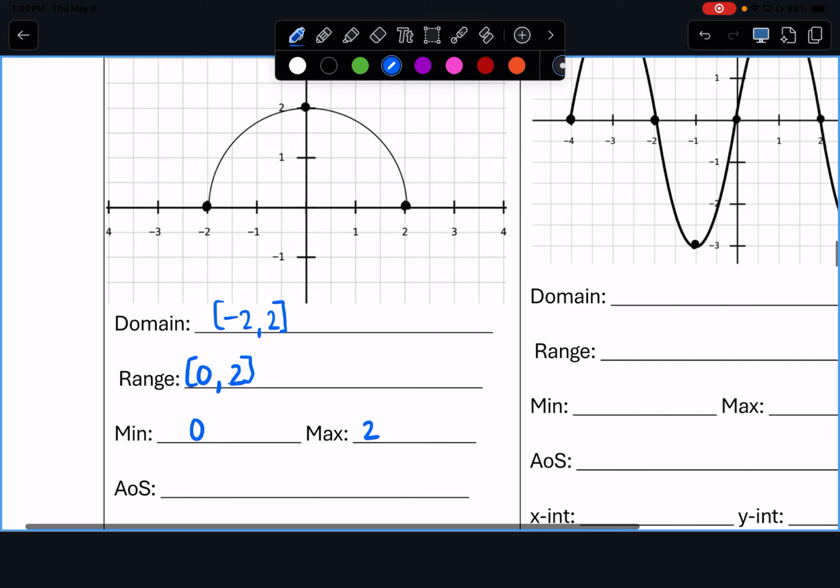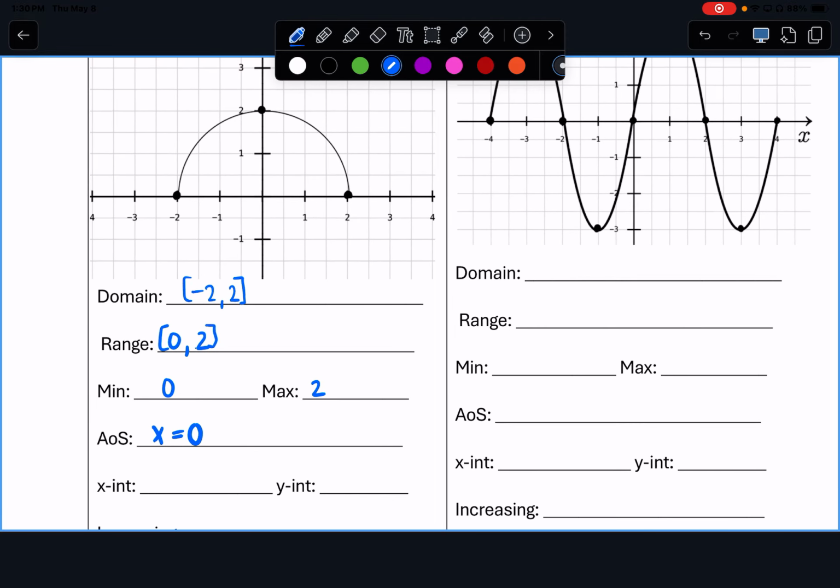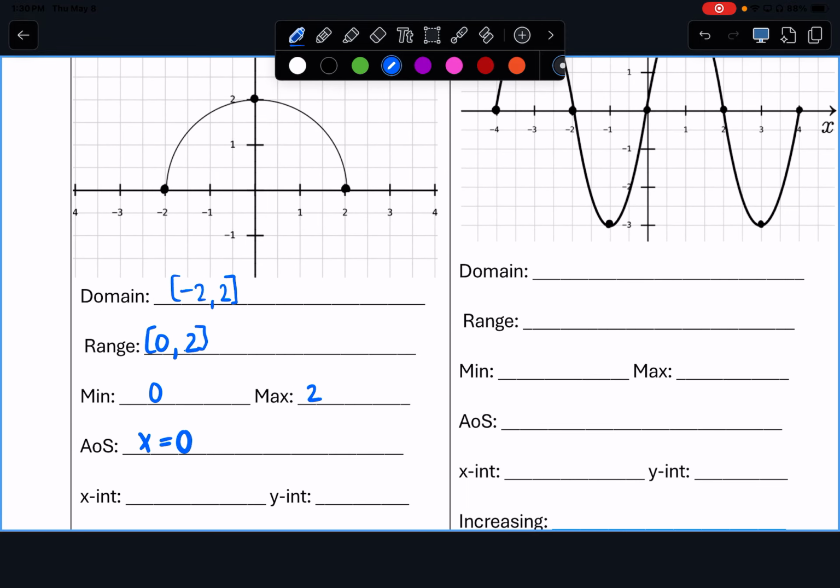Does this graph get divided into 2 equal parts? Yes, it does. At 0. So we're going to do x equals 0. Now, how many times does it touch the x-axis? Twice. So we're going to put 2 points. What's the first point? -2, 0, and then 2, 0. Where does it cross the y-axis? 0, 2.